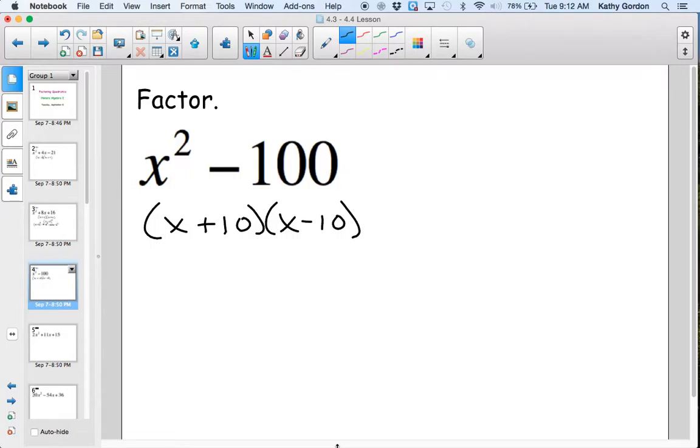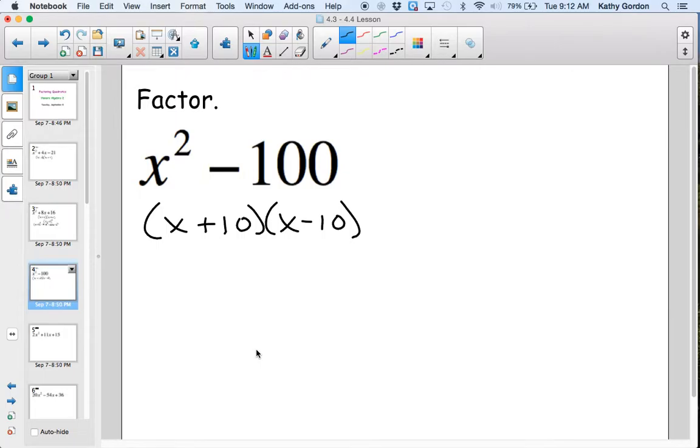This is a difference of squares. Our first term is a perfect square, our last term is a perfect square, and so the pattern says we can take the square root of each of these and set up one factor where I take the square root of the first term plus the square root of the second term, and then one where I take the square root of the first term minus the square root of the second term.